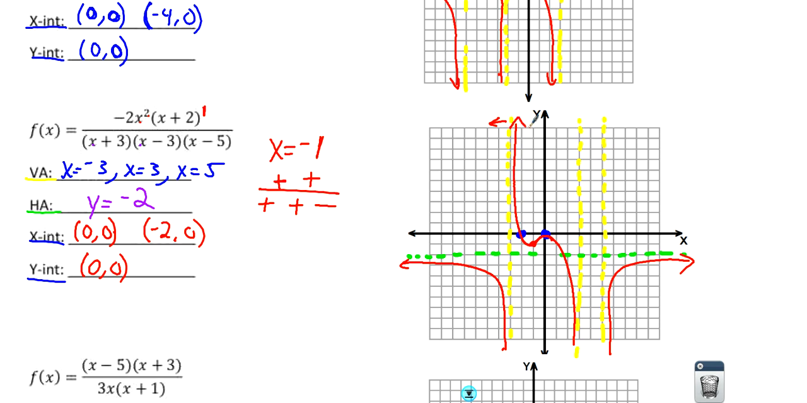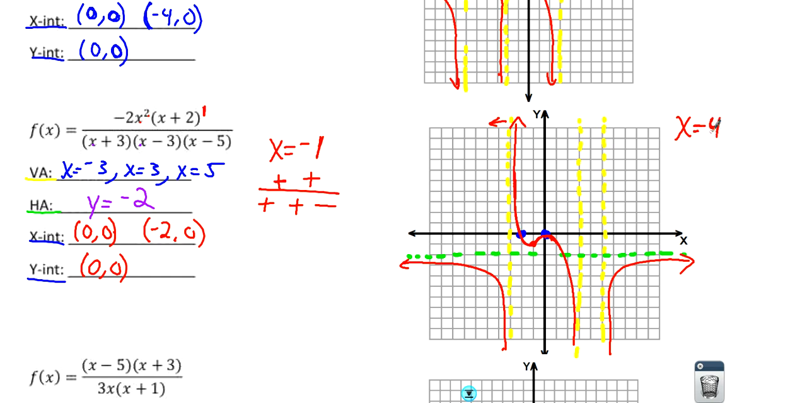Because this root at 0 is an even root, it has to bounce off of the x-axis. This one is an odd root, so it has to cross. And now we've got to figure out this piece right here in between. So we're going to plug in a point. 1, 2, 3, 4. So we've got to plug in x equals 4.